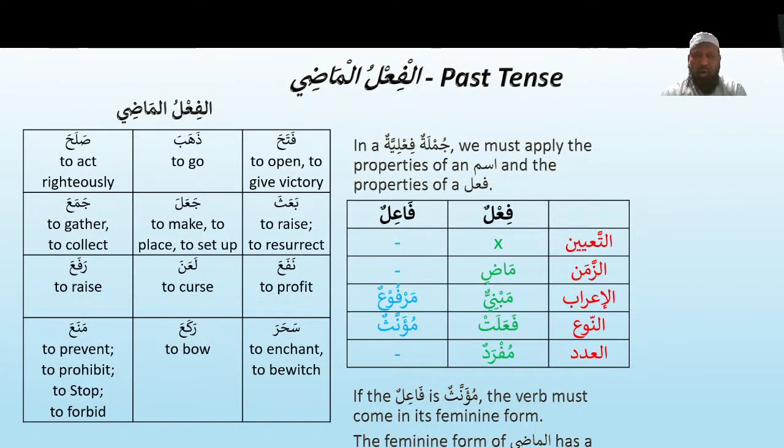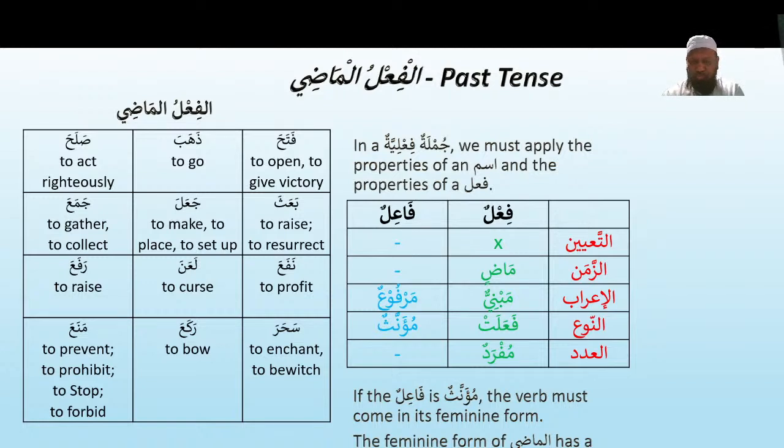Al-fi'l al-madi, past tense. In a jumla fi'liya, we must apply the properties of an ism and the properties of a fi'l. We went through this yesterday, so let's go through it very quickly. At-ta'yin: the fi'l doesn't have ta'yin. Fa'il, it depends; it can be ma'rifa or nakira. Az-zaman: the fi'l madi has zaman, and the fa'il doesn't have zaman. Al-i'rab: fi'l madi is mabni, fa'il is marfu'.